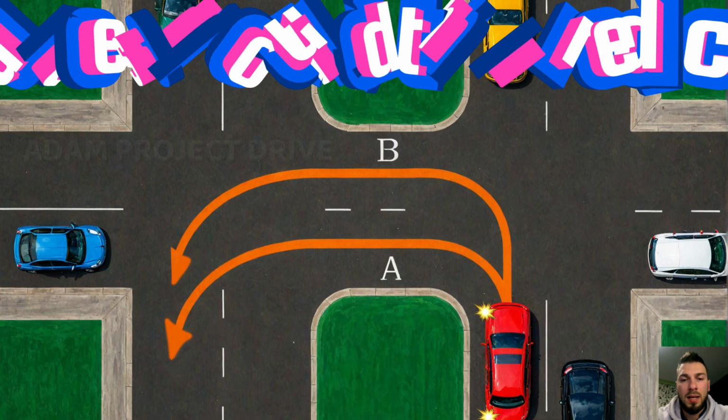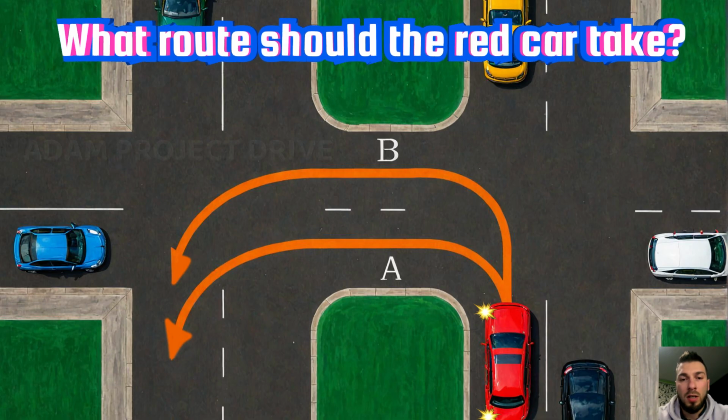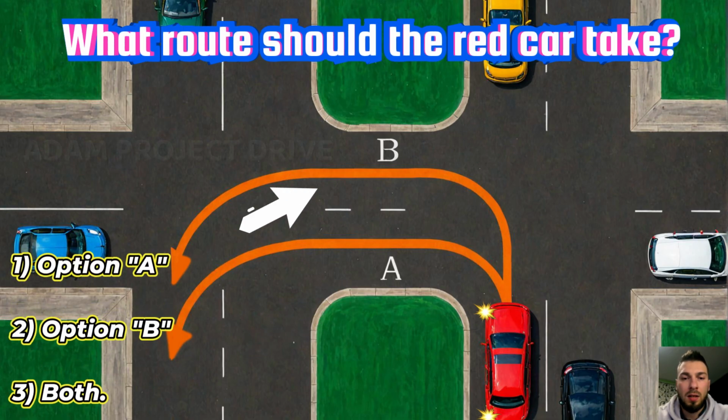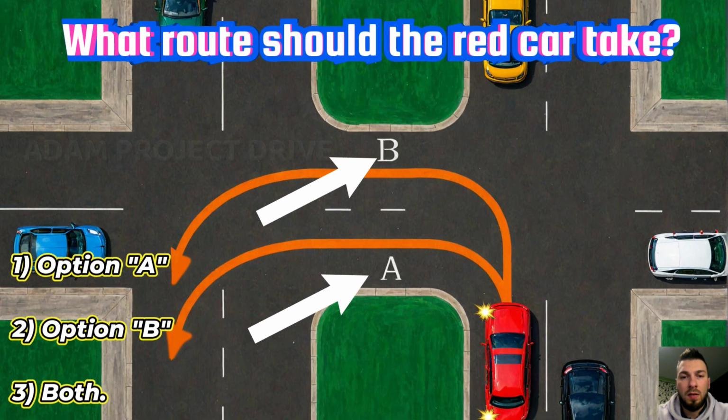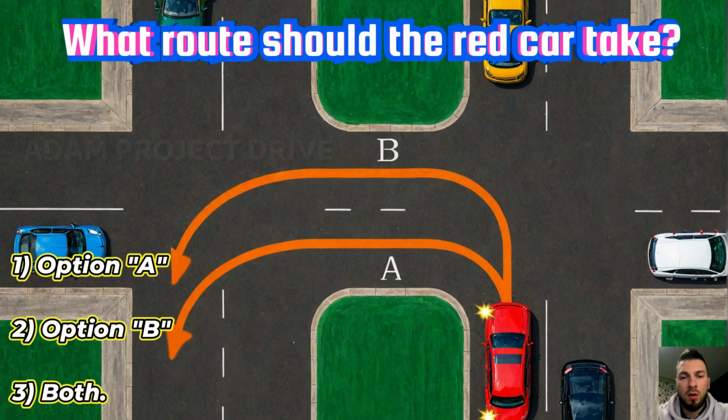Question: what route should the red car take? Answer options. 1. Option A. 2. Option B. 3. Both. The correct answer to the problem will be waiting for you after analyzing the situation. Don't rush to look at it. Try to solve the problem yourself.